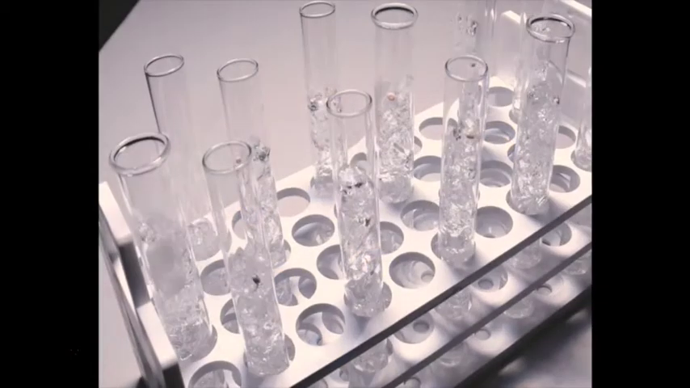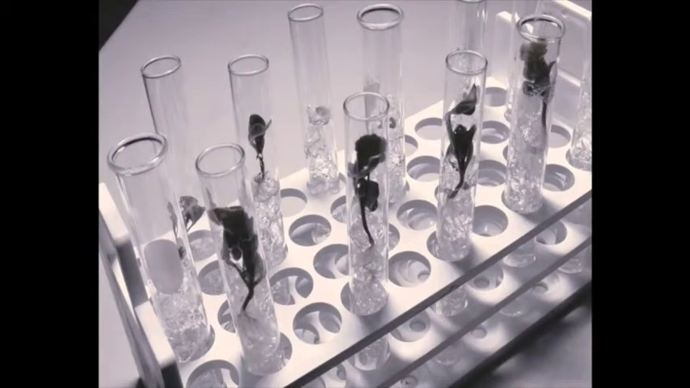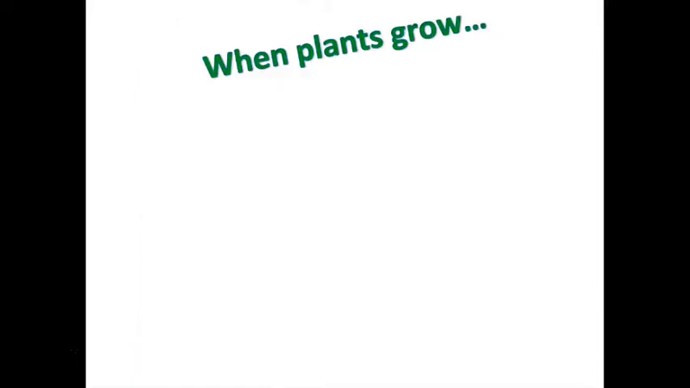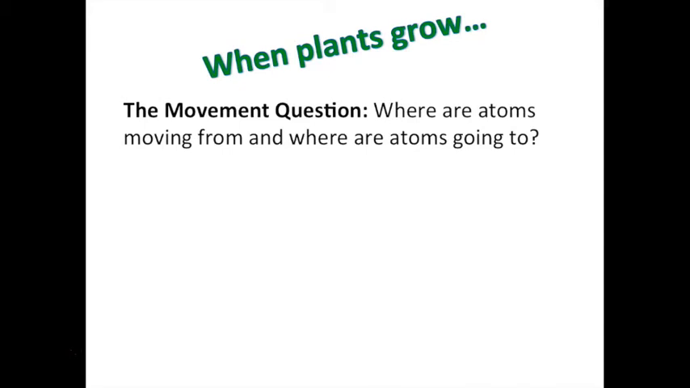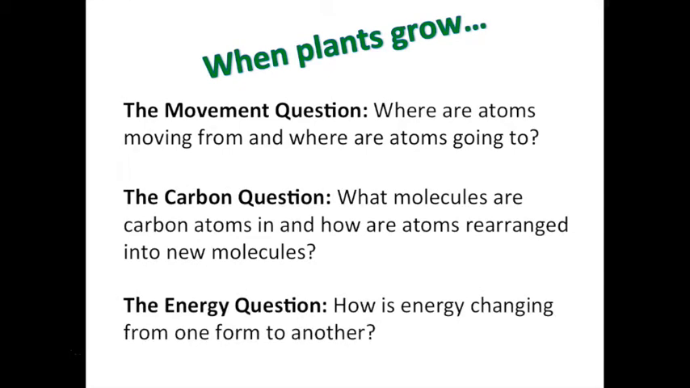We all know that plants grow, but have you ever asked how plants grow? Where do they get the stuff to build new plant material? Where does the mass of a plant come from? In the plants unit, we will conduct an investigation to help us explain how plants grow. And we will use the three questions, the movement question, the carbon question, and the energy question to help us understand what our evidence is telling us about how plants grow.